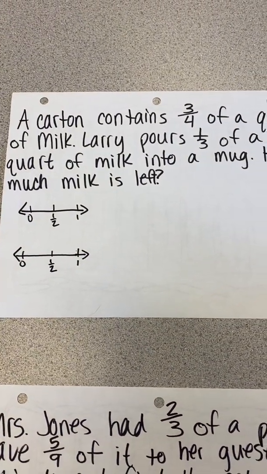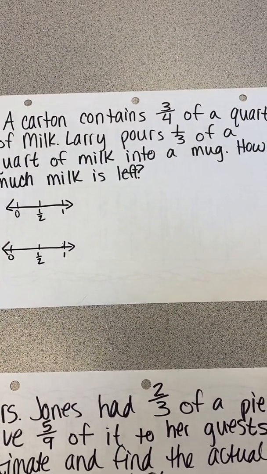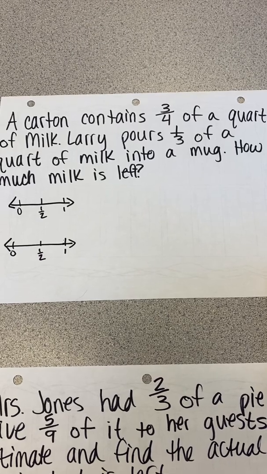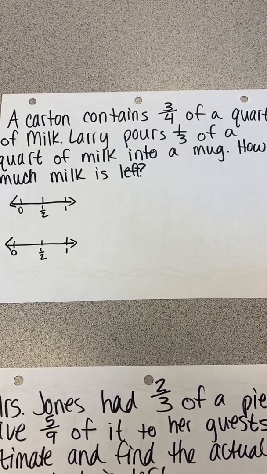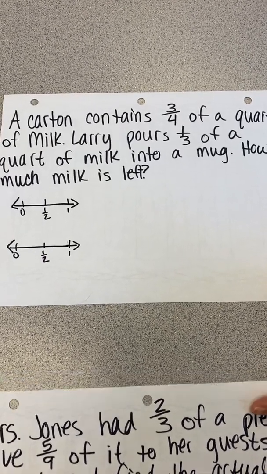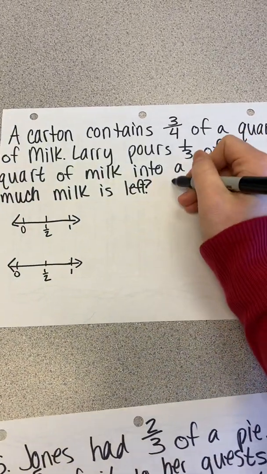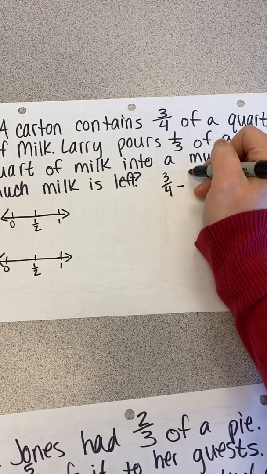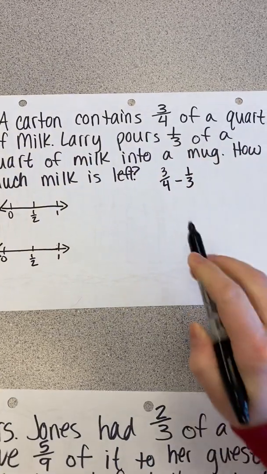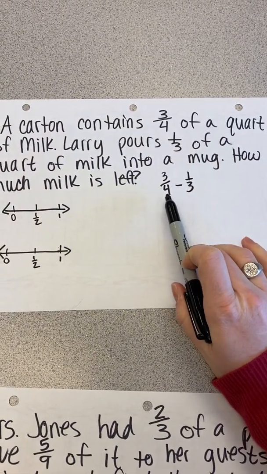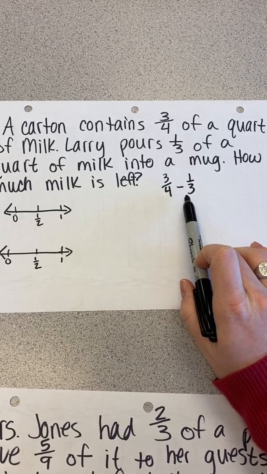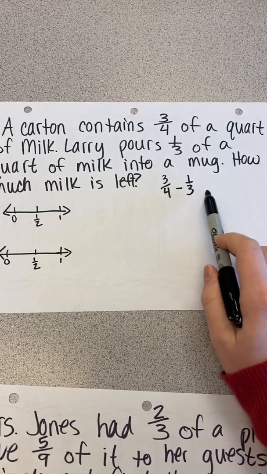A carton of milk contains 3/4 of a quart of milk. Larry pours 1/3 of the quart of milk into a mug. How much milk is left? So first I'm going to estimate this, and then I'm going to find the actual. So if I start with 3/4 and I take 1/3 of it away, this is going to be my subtraction problem. 3/4 minus 1/3, and I need to find the difference to figure out what is left.